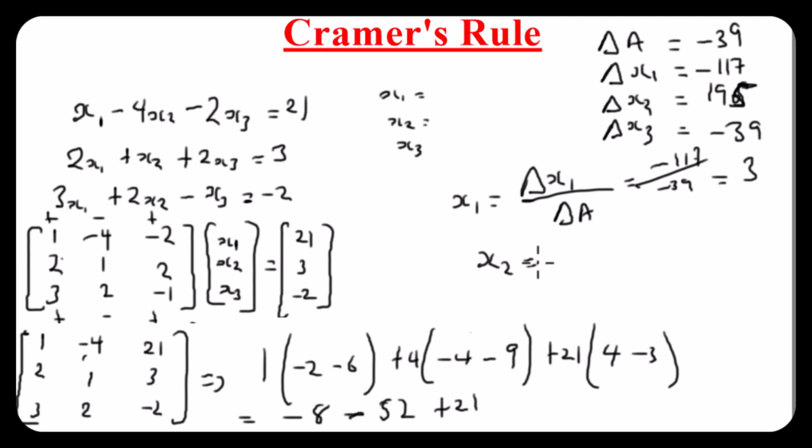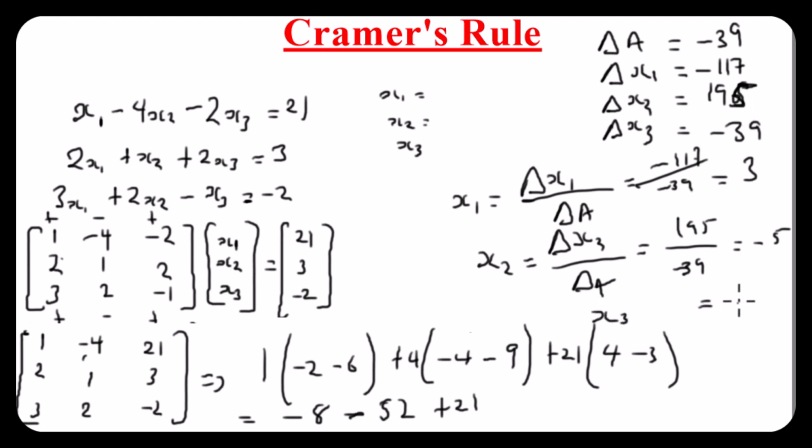x2 is equal to the determinant of x2 over delta A. Again, that's 195 over -39. This is equal to 195 divided by 39, that's 5, so -5. And lastly, -39 divided by -39, so x3 is equal to 1.